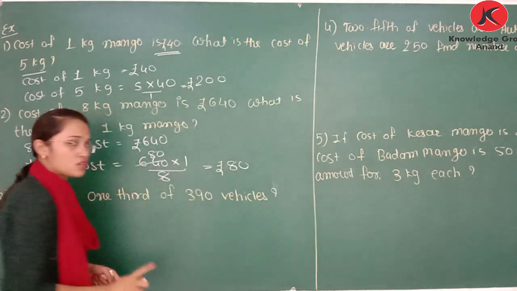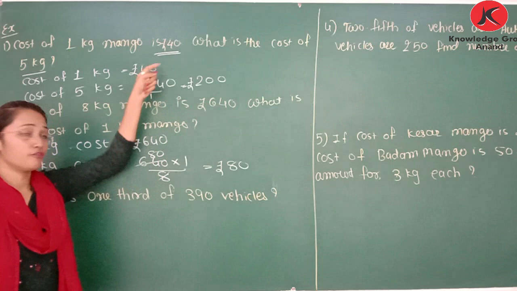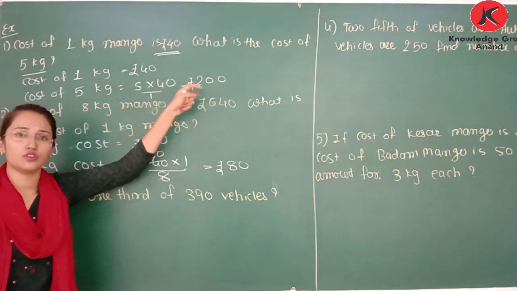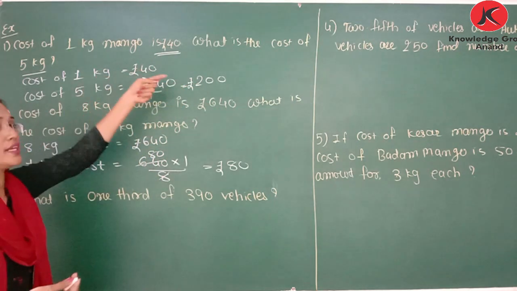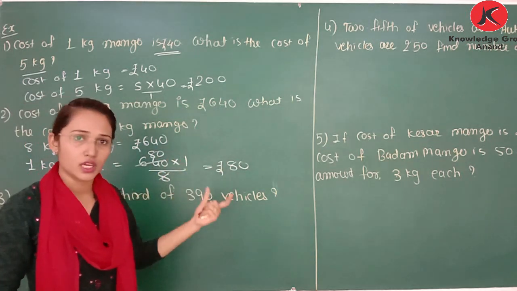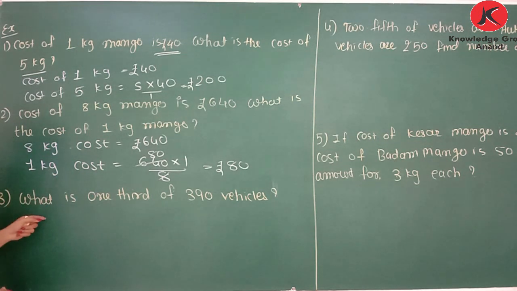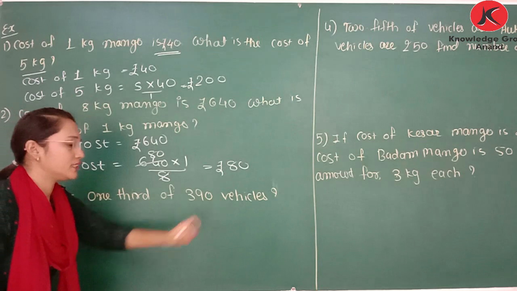So what is the cost of 1 kg? It is 80 rupees. Clear? If 1 kg weight is given and you need to find more kg, you need to multiply. And if more kg is given and you need to find 1 kg, then you divide. Clear? Now, we also saw this kind of example: what is 1/3 of 390 vehicles.